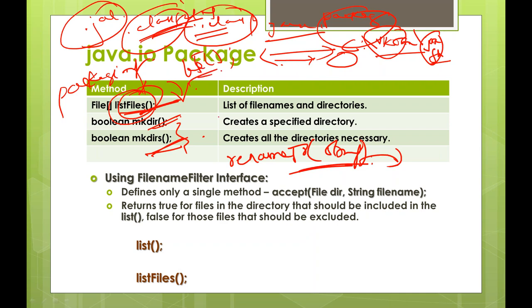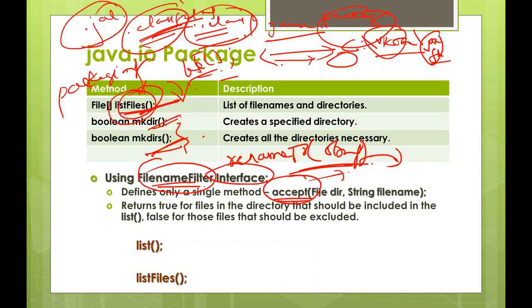Just now we saw how to list it, right? One by one, it returns either a string array or a file objects array, okay? So you can get a list which contains only .class files or .java files for that matter, for any of your requirements, by using what is known as FilenameFilter. Okay, FilenameFilter is an interface. It defines only one method, that is accept.